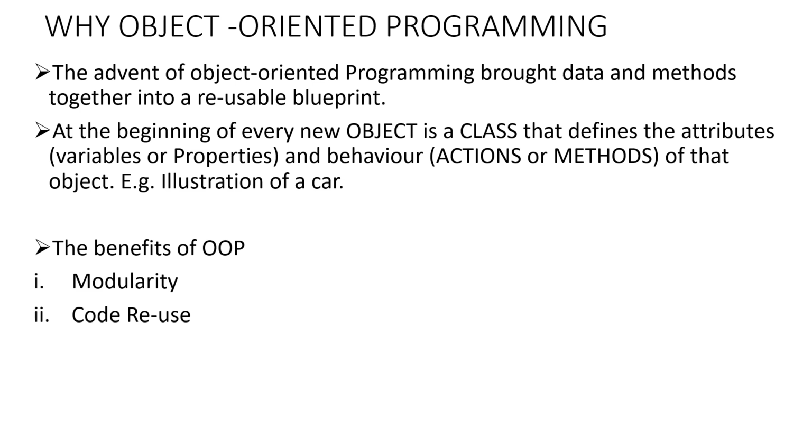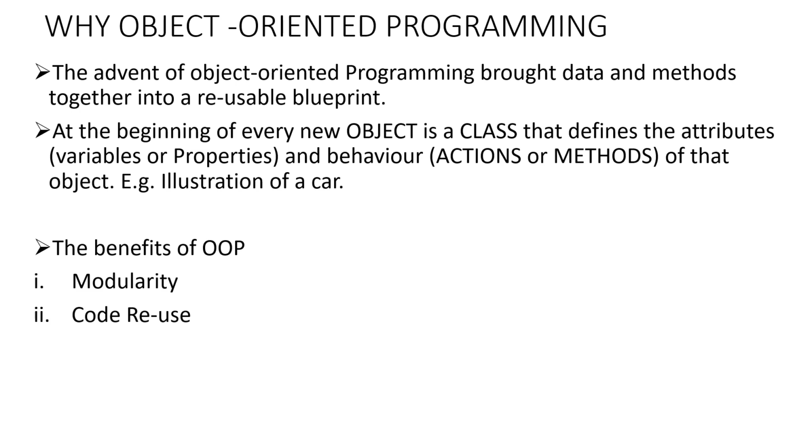And that template, that blueprint, is the class. And that's why we said that for object-oriented programming, for you to design an object, for every new object, you need a class. And that class will tell us the attributes of that object. It will also tell us the behavior, that is, the actions, the methods of that object.